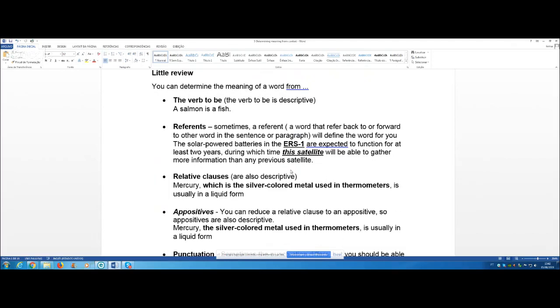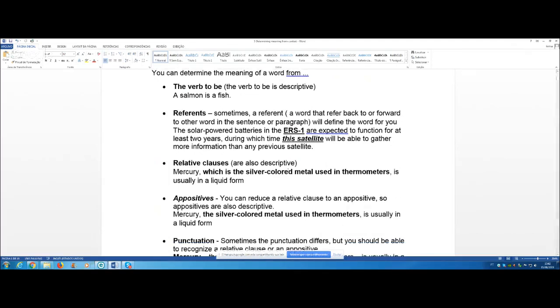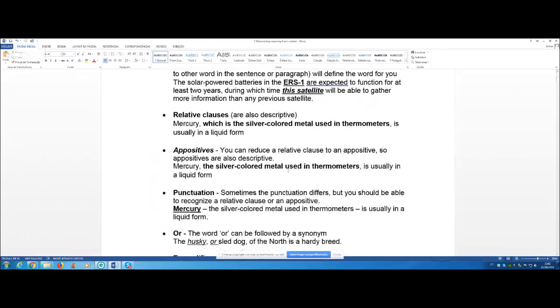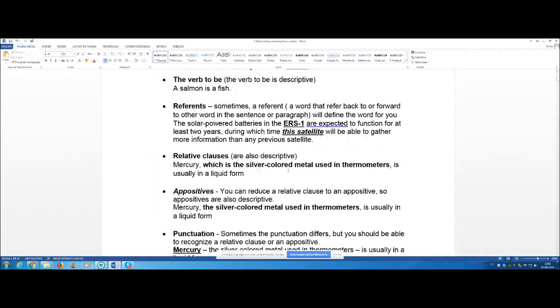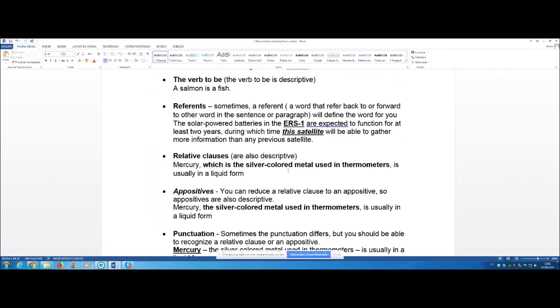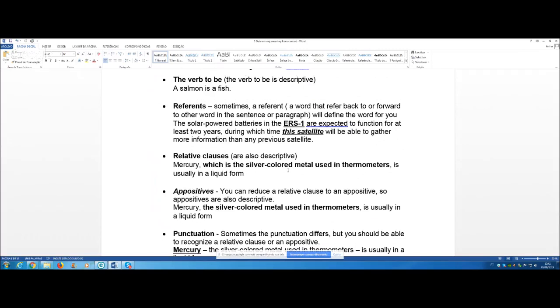Right, so let's continue. We have verb to be, we have reference, we have relative clauses, we have appositives, we have punctuation. So this all will give you an idea about the word in question, I mean, the definition of the word. They are all descriptive, so they can describe a noun. Any questions so far? Any questions, Ken? No, not so far.